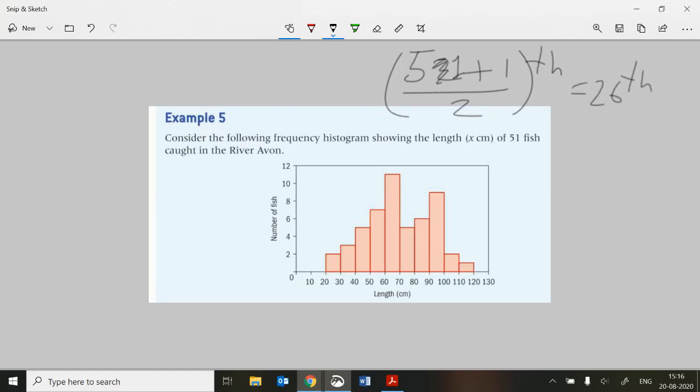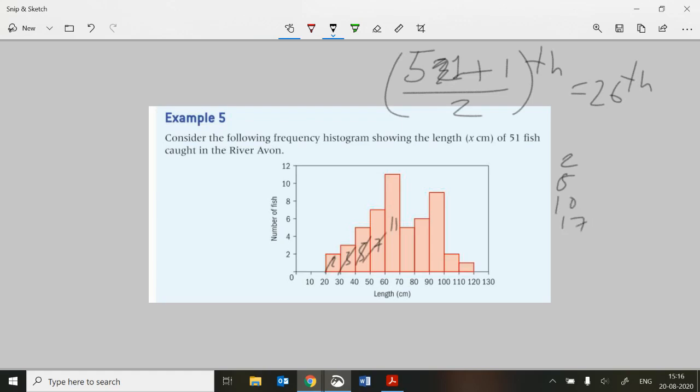Now we've got 2, 3, 5, 7, 11 there. So cumulatively, that's 2, 5. Okay, so I'm just doing a running total here. So that's me doing 2 plus 3 plus 5 is 10.